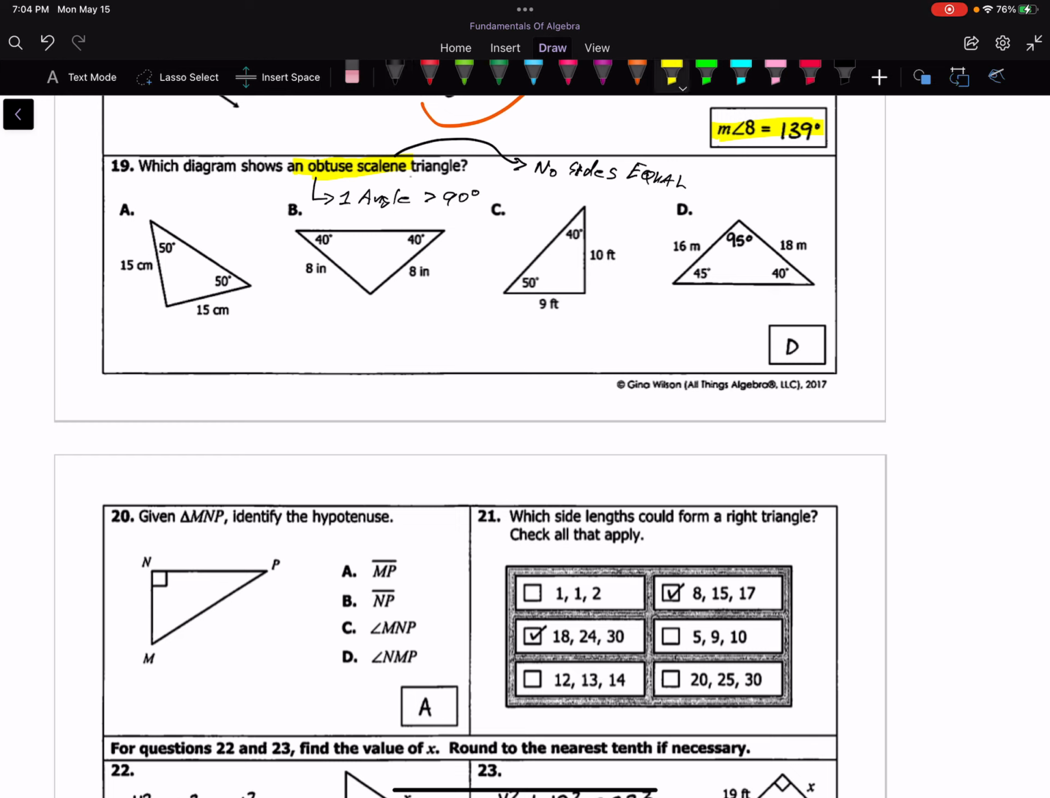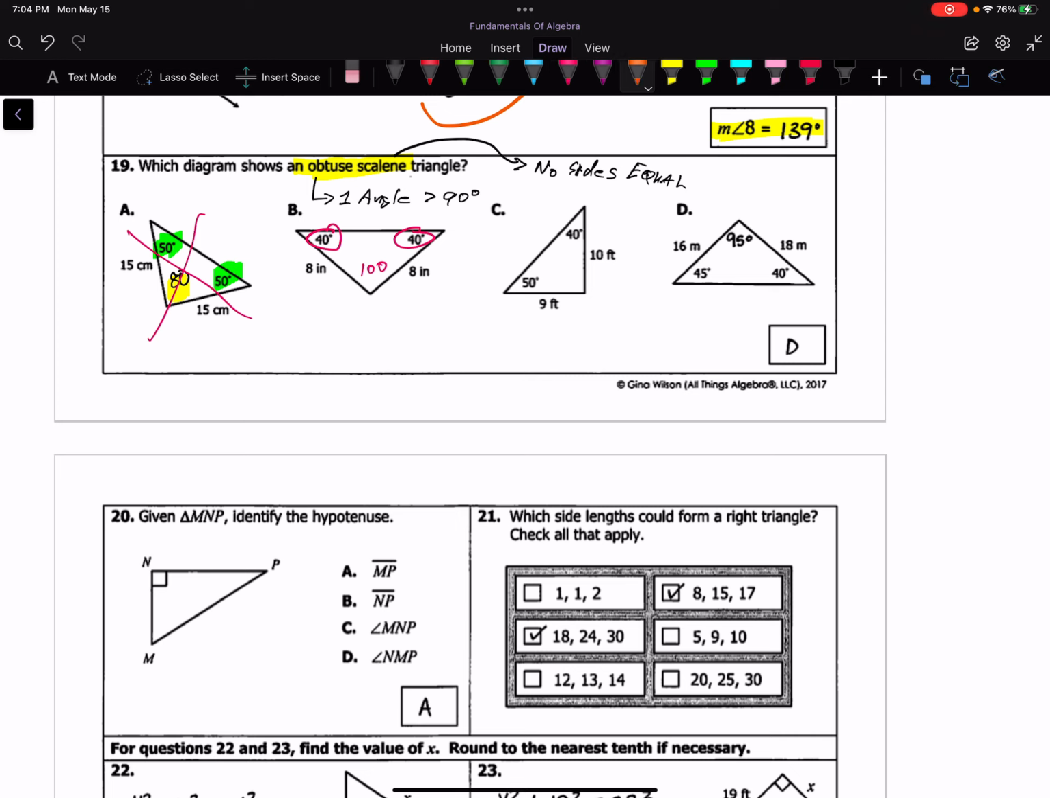Well, let's look at this first one. That's going to be 180 in every triangle. 180 minus the addition of 50 and 50, which is 100, so this angle is going to be 80 degrees. And we can say, nope, not that one. Then we look at this one, 40 and 40. Well, we add those together, we get 80. 180 minus 80 is 100. So we're still an obtuse triangle.